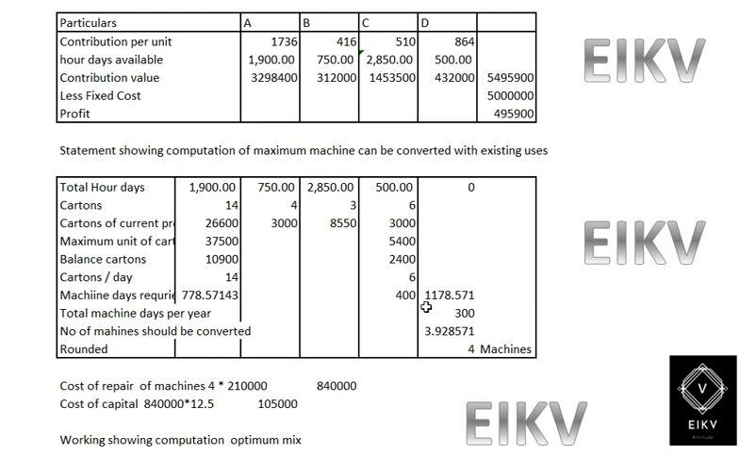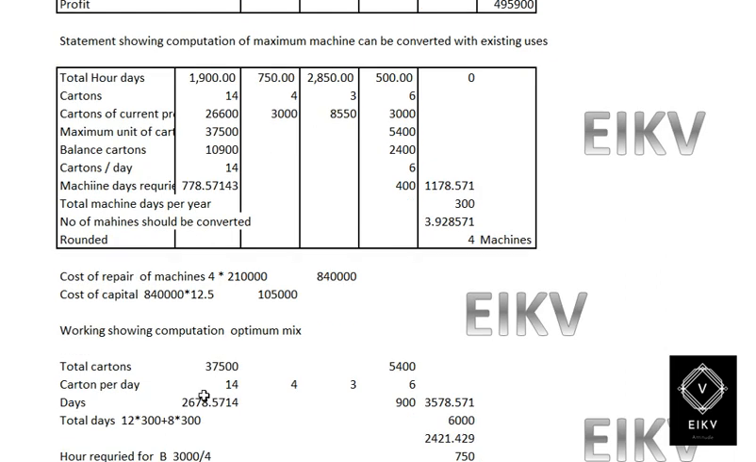So we need to repair or convert such number of machines which have a capacity of 1178 days. For such computation, we can divide it by 300 days, since one year consists of 300 working days. So we can divide it by 300 days to get the maximum number of machines which can be converted. 1178.571 divided by 300 will be 3.92 machines, which means 4 machines.